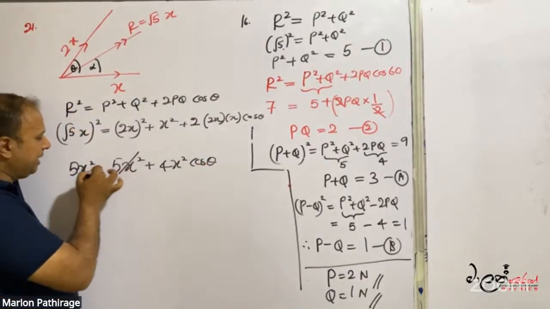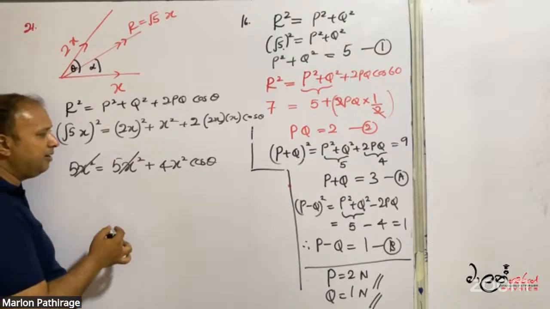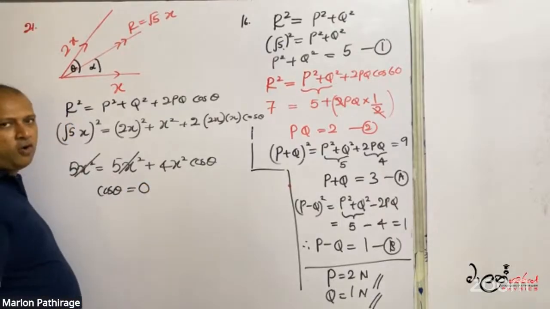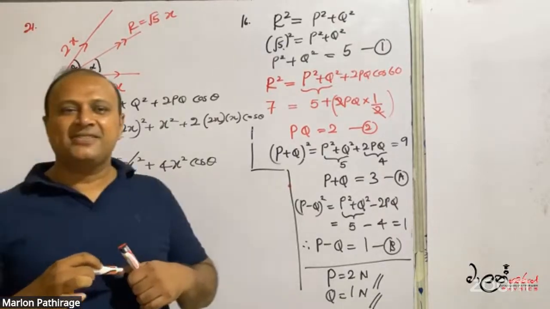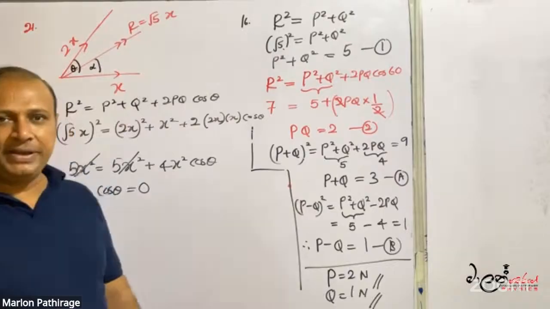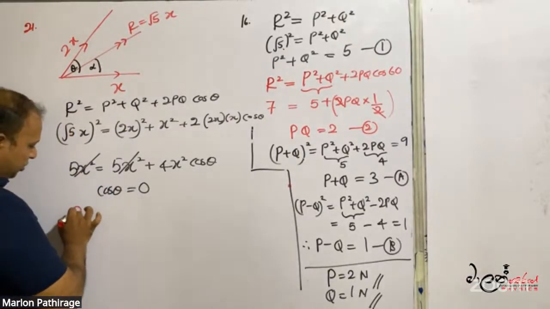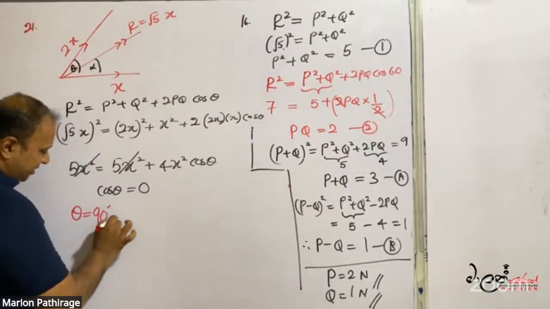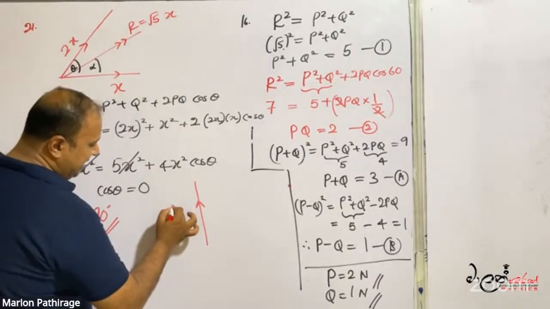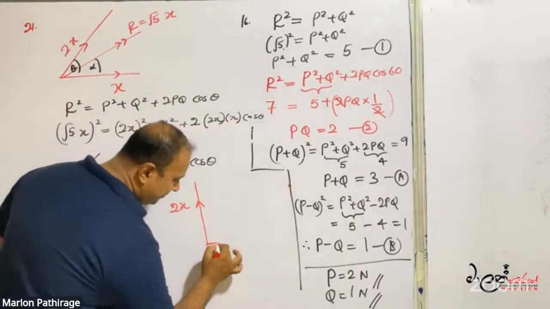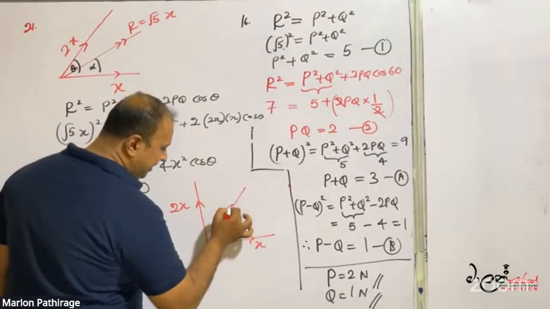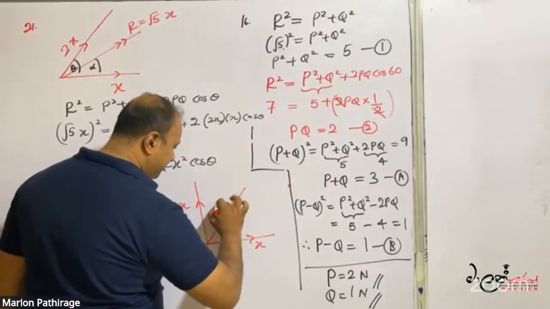The 5x squared will cancel out. Therefore, it is very clear cos theta is equal to 0. As cos theta is equal to 0, that means definitely those two forces should be perpendicular. That means theta should be 90 degrees. This is the arrangement of forces: 2x, x, and here this is R.